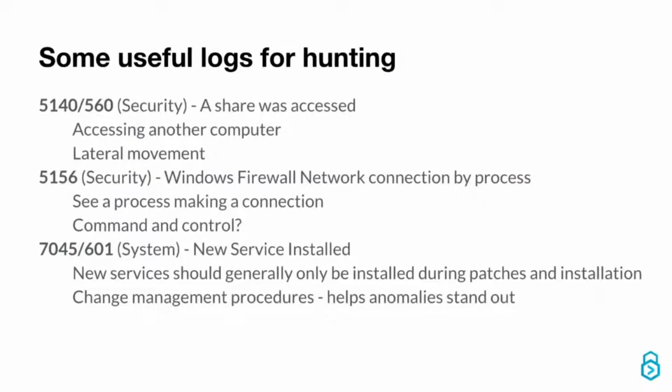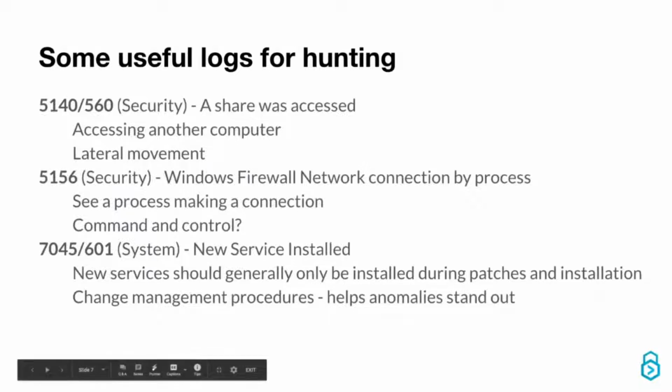Moving on, 5140 is a share was accessed. This could be indicative of lateral movement. If you've got attackers moving around from system to system, shares and SMB and things like that can be logged through here. 5156 is a network connection made by a process, logged by the Windows firewall. Seeing network connections down to a process level is super useful. If you ever see calc.exe making a network connection, you should be very afraid. That should not happen, right? A 5156 is a place you could possibly see that. I think Sysmon does it better, and we'll do that in a moment as well.